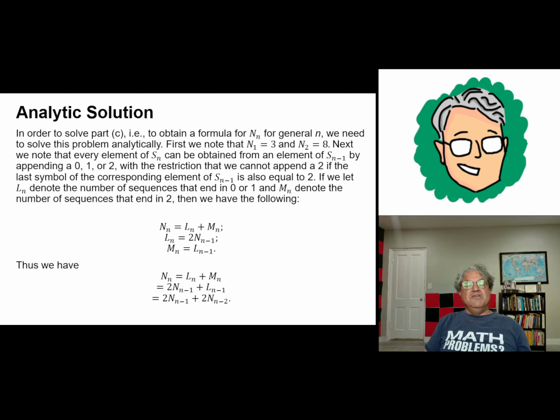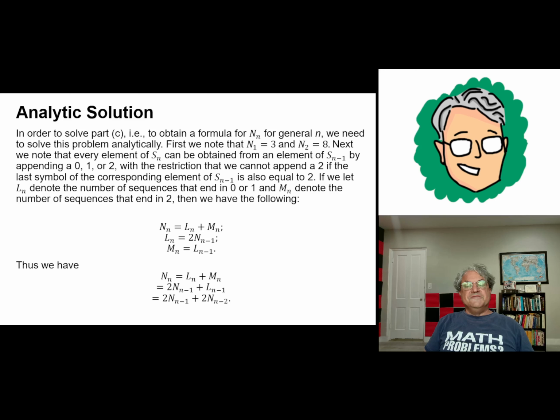L sub n and M sub n. L sub n is the number of sequences of length n that don't end in 2. In other words, that end in 0 or 1. And M sub n is the number that end in 2. So obviously N sub n is L sub n plus M sub n because either they end in 2 or they don't.